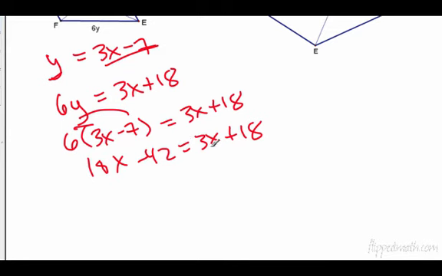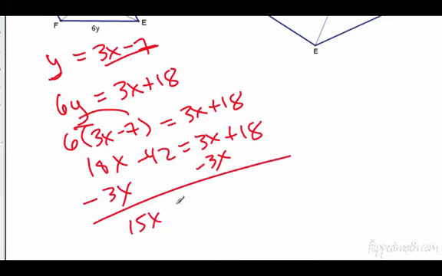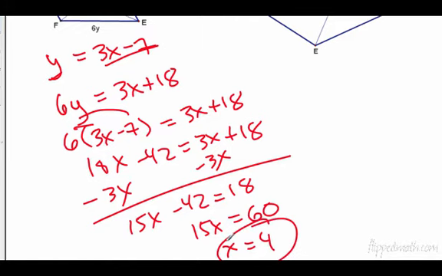18x minus 3x. I'm going to subtract 3x on each side. All right, so what do we get? 15x minus 42 equals 18. If I add 42 to each side, I'm going to get 60, or x is going to equal 4.